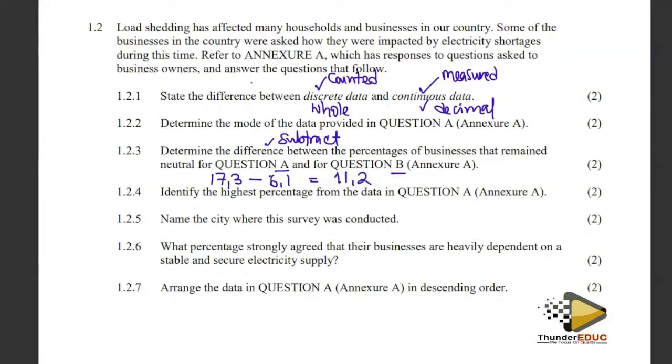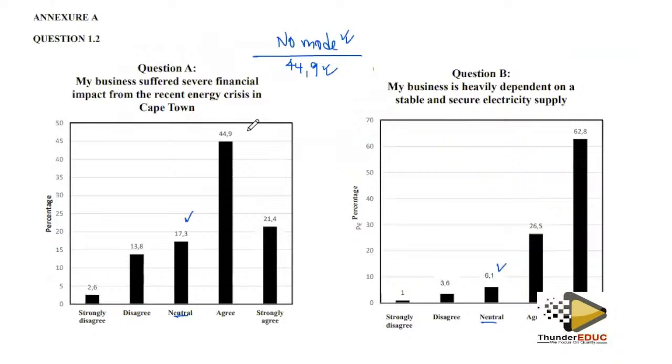Identify the highest percentage from the data in question A. We saw it already. This one is the highest, 44,9.